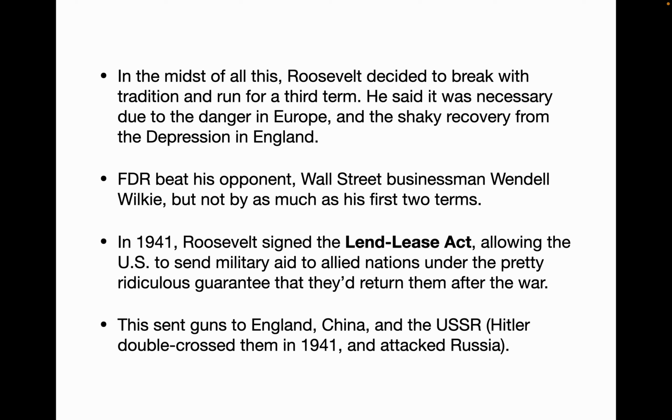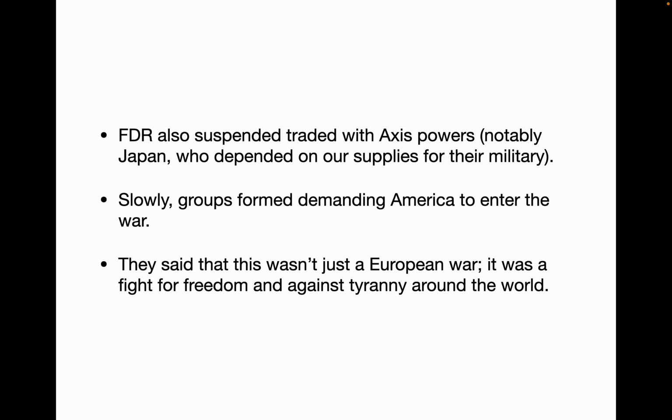By the way, by this point, Hitler had double crossed the USSR, as many people thought he would. Hitler went back on his treaty with Stalin and attacked Russia, hoping to conquer it very quickly in the Blitzkrieg. We will see later on that was a bad idea. FDR also suspended trading with Axis powers, especially Japan, who depended upon our supplies and especially our oil. They were not an oil-rich nation.